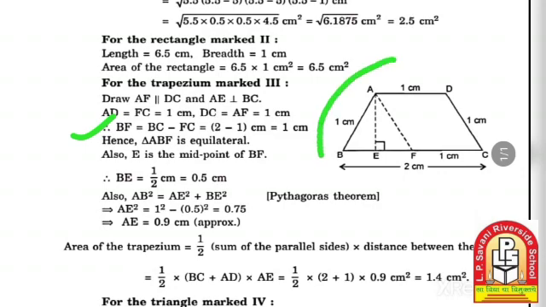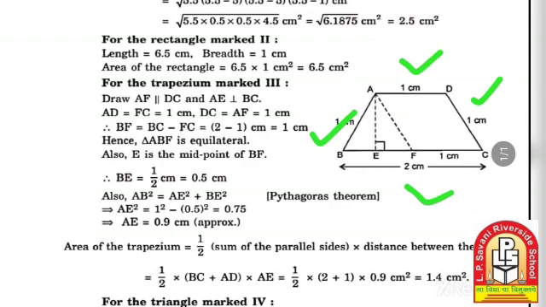And next is the trapezium, mark 3. This is the part which looks like a dove tail. In this figure you can see that AB is 1 centimeter, ABC is also 1 centimeter, AD is 1 centimeter, and BC is equal to 2 centimeter respectively. So we have to find the area of the trapezium.